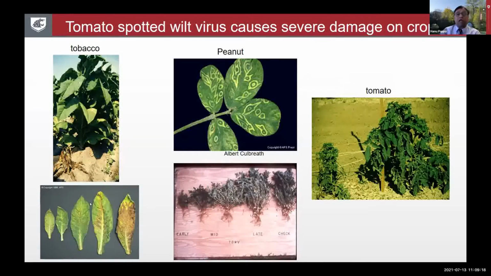So Albert showed some of these nice pictures, and the one in the middle, taken by Dr. Culbreath, is probably one of the most widely used images showing the effect of TSWV on peanut. Bottom left is a tobacco leaf, showing how it is affected because of TSWV infection. And on the right is a tomato. Early infection leads to severe stunting, so there are cases of total yield loss because of TSWV infection.